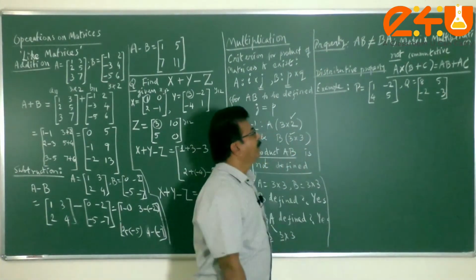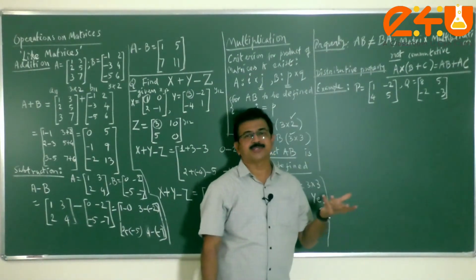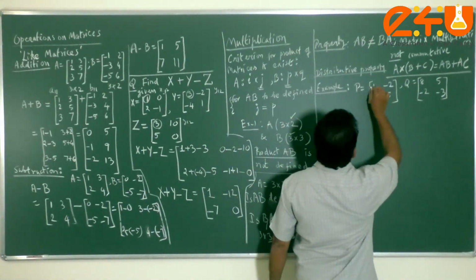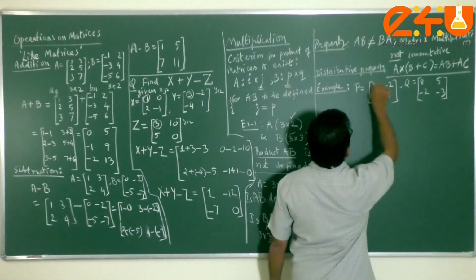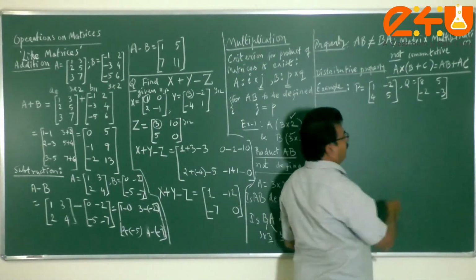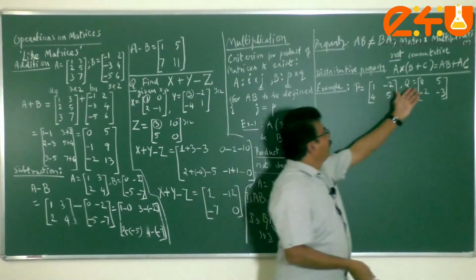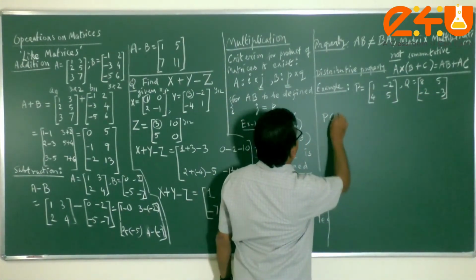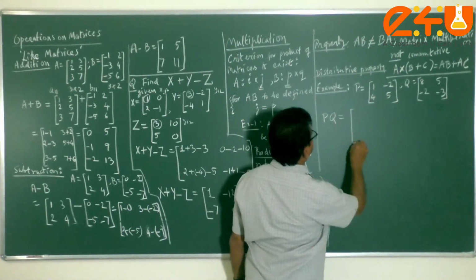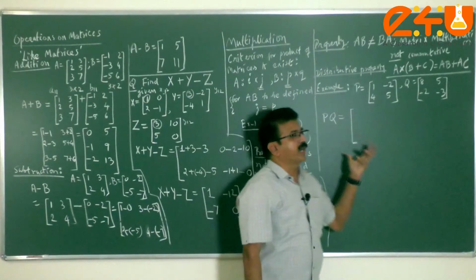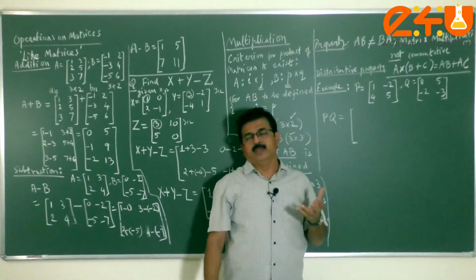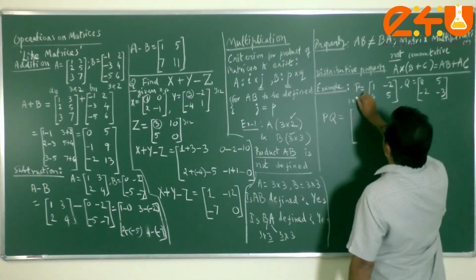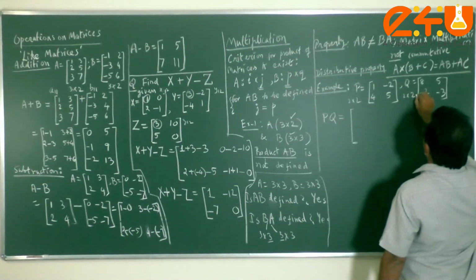Now let us try to understand how the product has to be formed. You can see the matrix P has row 1, row 2, column 1, column 2. Yes, well known. Similarly, Q also. But how to frame? Now I am going to write product PQ. What is the product PQ? What is the order of product PQ expected to be? P is of order 2 by 2, Q is also of order 2 by 2.